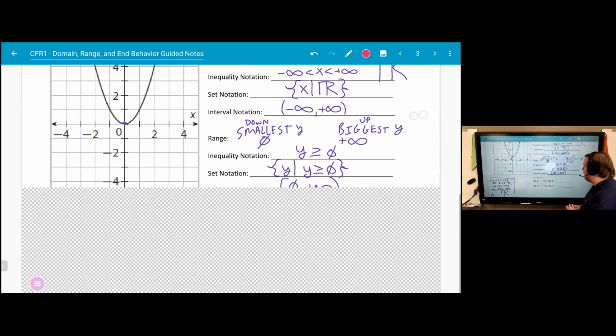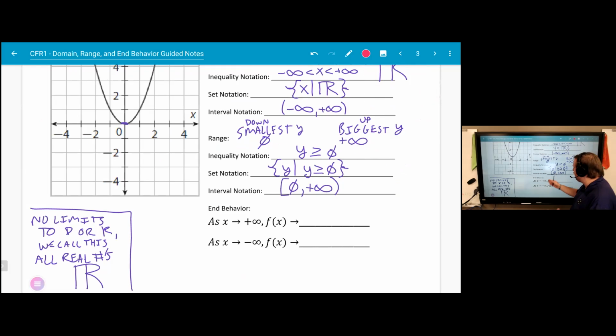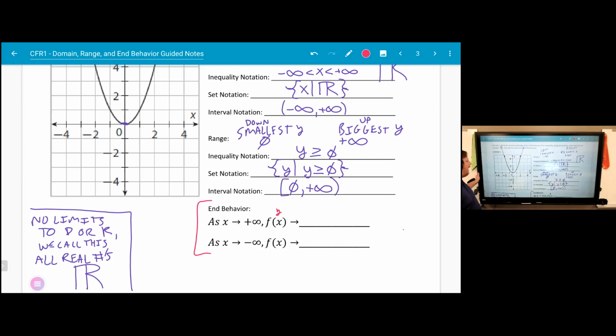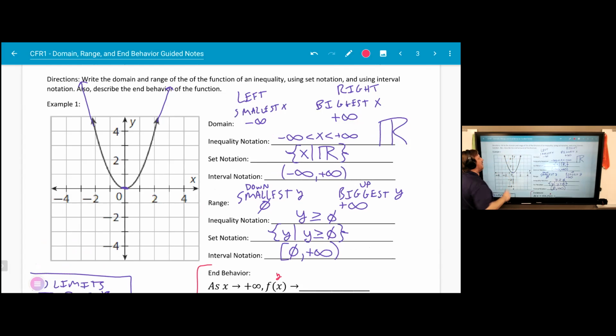It says, as x goes to positive infinity. This is their end behavior section down here. As x goes to positive infinity, our f of x, remember this is x and this is y, right? F of x is the same as y. So as x goes to positive infinity, f of x goes to, in other words, as my x values get bigger and bigger and bigger, here's what you do.